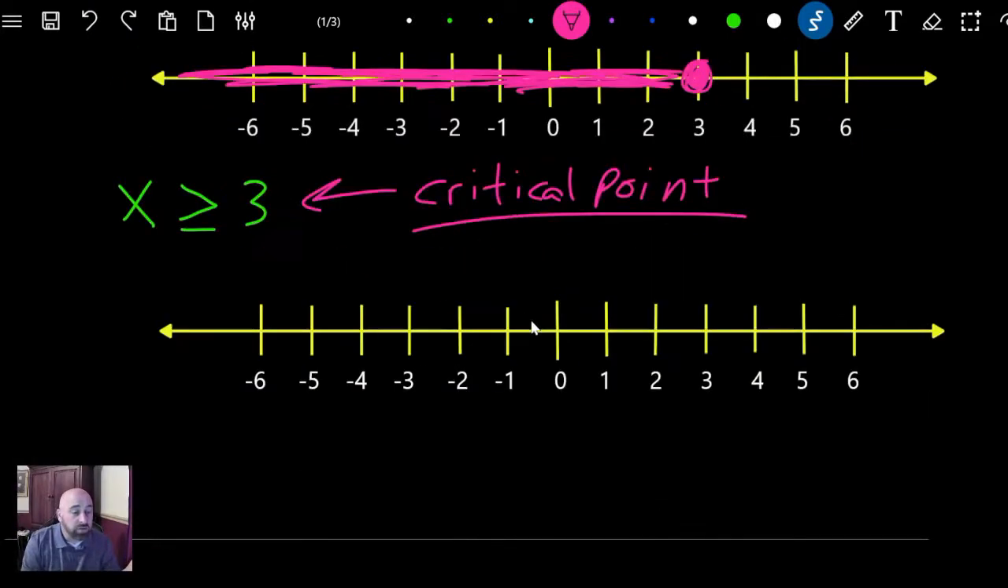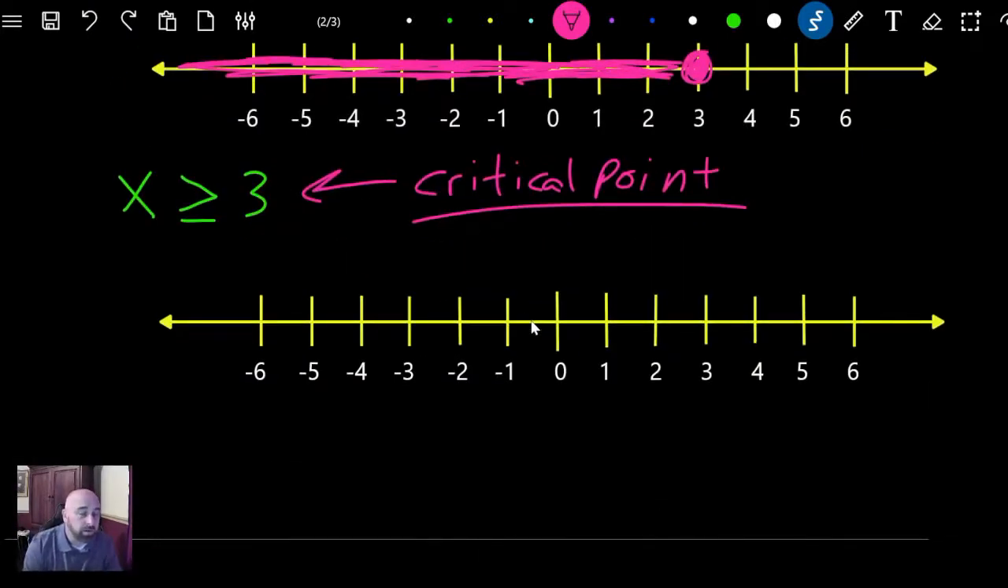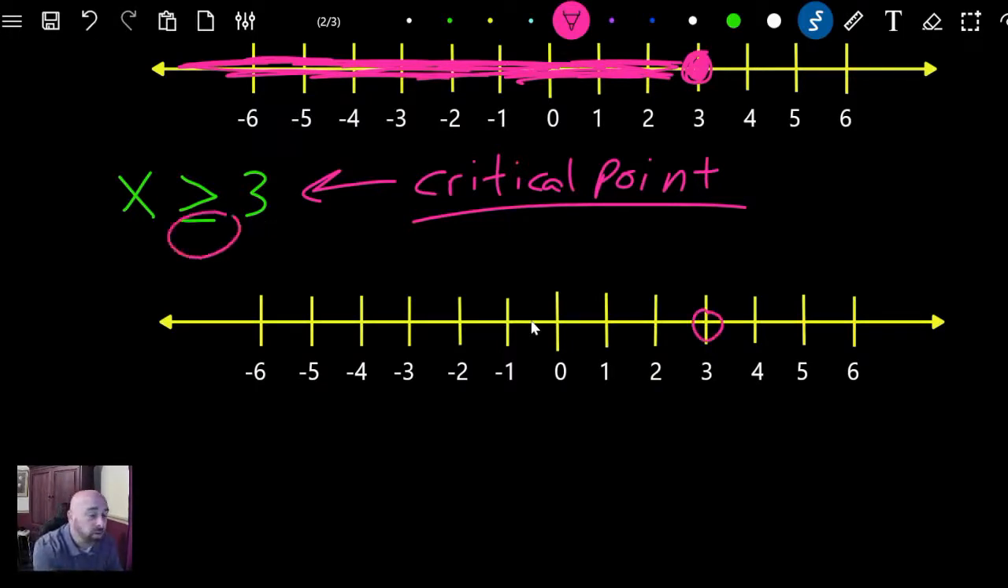So we're going to graph our critical point. So come over here, and our critical point is 3. So we're going to graph our 3, put a circle around it. Notice it is also included in the answer, so we're going to color it in because it's also equal to, and it is greater than, so these numbers are greater than 3.